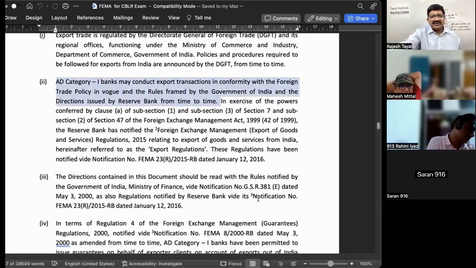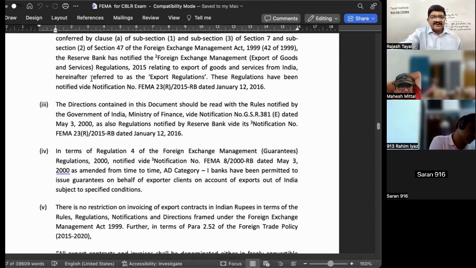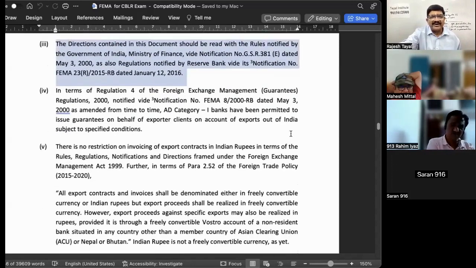You do not need to read the rest of the things. Rest of the things in this paragraph we have already spoken. The directions contained in the document should be read along with the rules. So these rules and regulations we have already spoken earlier. So again, this is also not required.